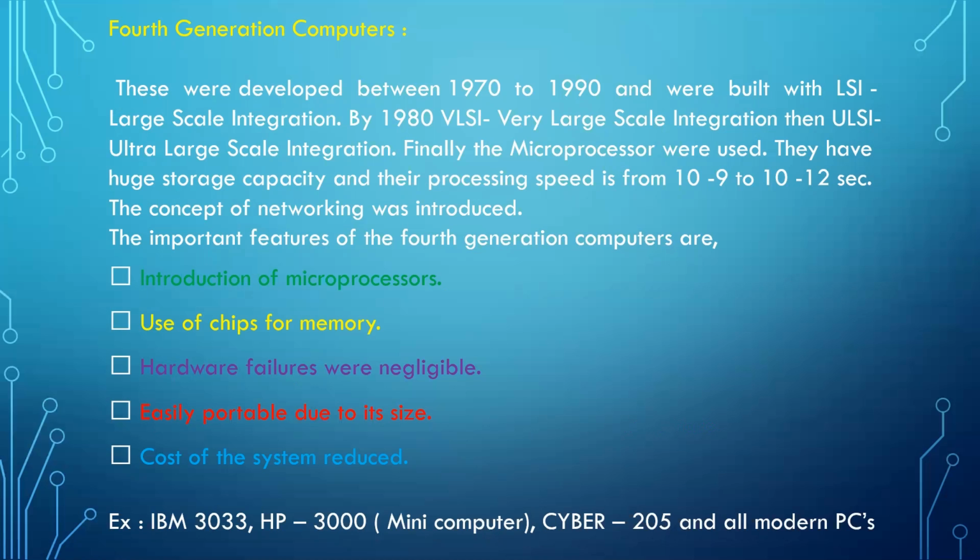And the next feature is hardware failures were negligible. As we have seen in the third generation computers, hardware failures are rare, and that's why the maintenance cost was reduced. In the fourth generation also, the improvement was done with regard to hardware failures. Here also, the hardware failures are negligible, right? We cannot count the smaller percentage. Due to that, the maintenance cost is here also reduced.